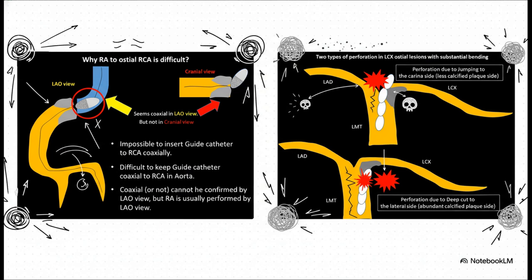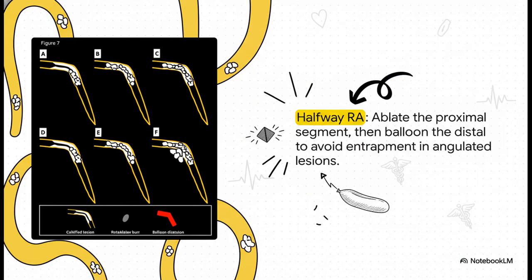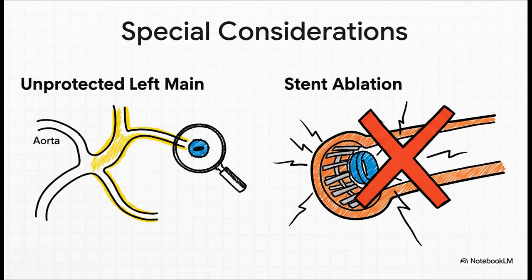The burr can either jump across to the carina or it can cut way too deep into that lateral wall. Both are potentially catastrophic. The halfway RA technique is an essential safety strategy for long angulated lesions. It's simple. You only perform atherectomy on the proximal segment, right up to the angulation. The distal part, after the bend, you treat with a balloon. This avoids trying to force that rigid burr through a sharp angle, which dramatically cuts down your risk of entrapment or perforation. 2 very high-stakes scenarios need special mention.